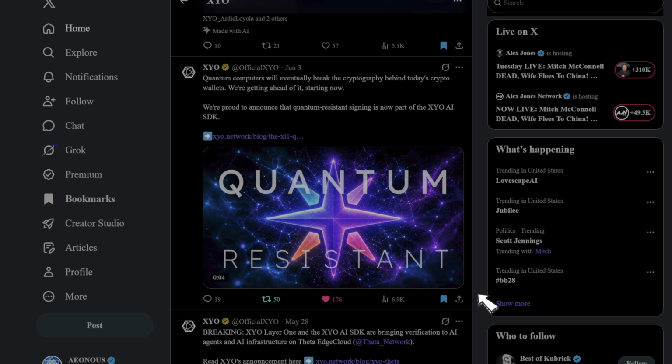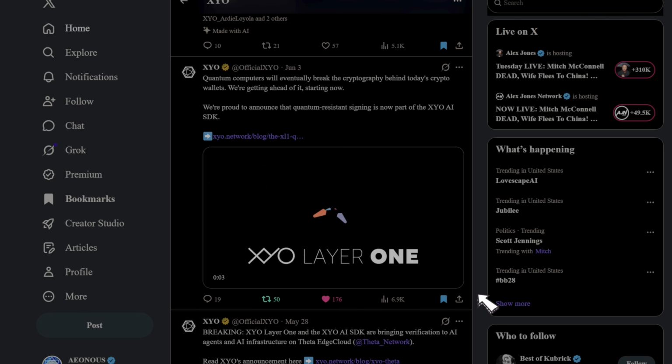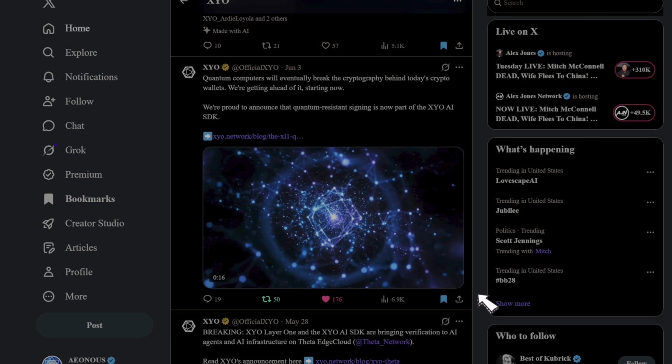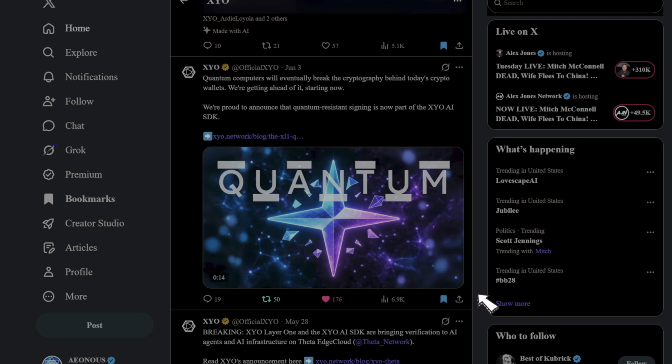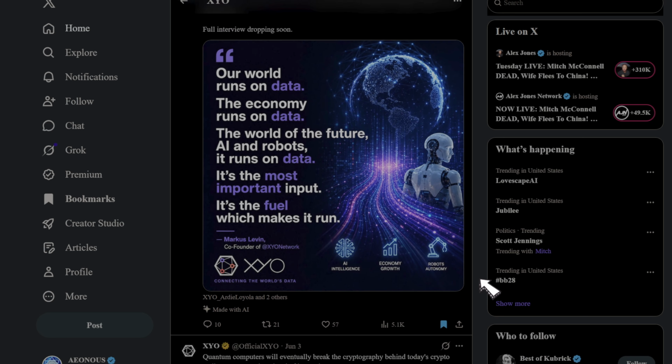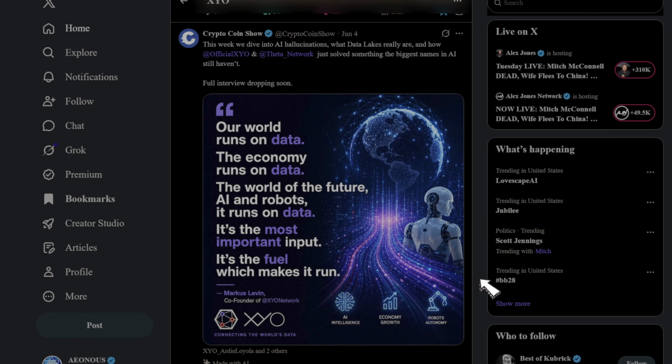We can also see that when it comes to the quantum computer scare that pops up here and there regarding the breaking of the cryptography behind modern day crypto wallets, XYO is claiming that they're trying to get ahead of this, that they're starting now, and that they announced quantum resistant signing is now part of the XYO AI SDK. So that really points to them being future oriented, or very Promethean in spirit, as a way to put it.